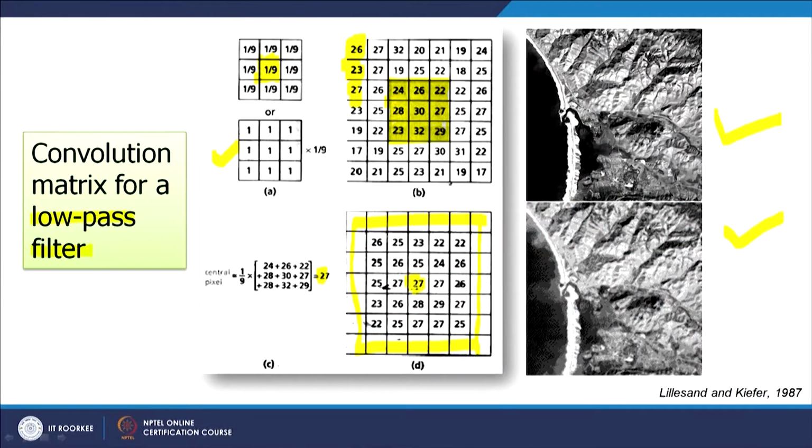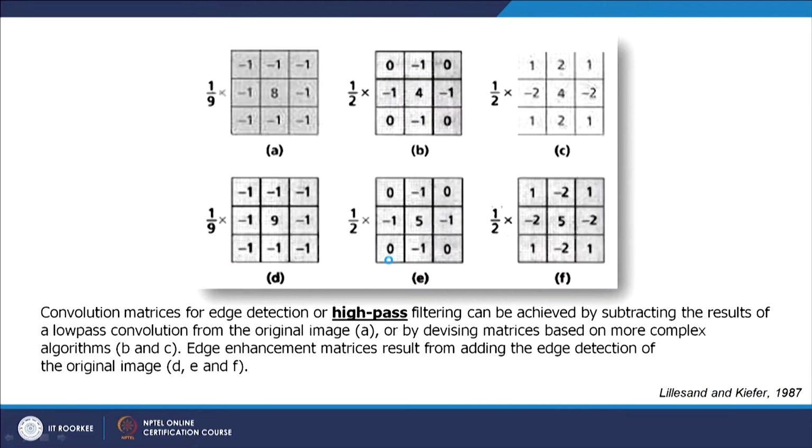The purpose here was to smoothen the image, so that I can see more of the regional features rather than getting distracted by local variations or local features. For that purpose, a convolution matrix of a low pass filter can be applied. The example here is also given for the center pixel like this, and all these pixels have been considered while calculating the values, and this is how the low pass filter will work.